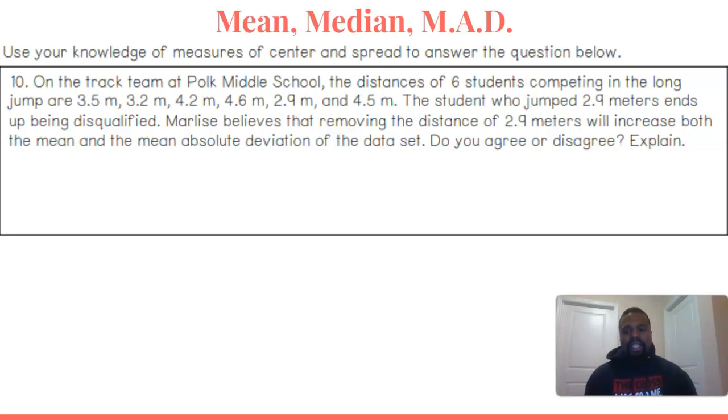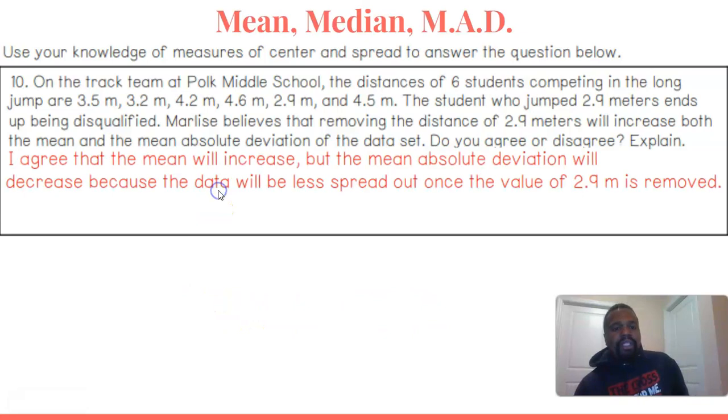But the mean absolute deviation looks at how spread out your data is, all right? So you want to look at how close it is to 0. If you remove 2.9 meters, it's not going to increase the mean absolute deviation. It's going to decrease the mean absolute deviation because the rest of the numbers are going to be closer together than they are with 2.9. So we can agree that it will increase the mean, but the mean absolute deviation will decrease because of the removal of 2.9, and it won't be as spread out.